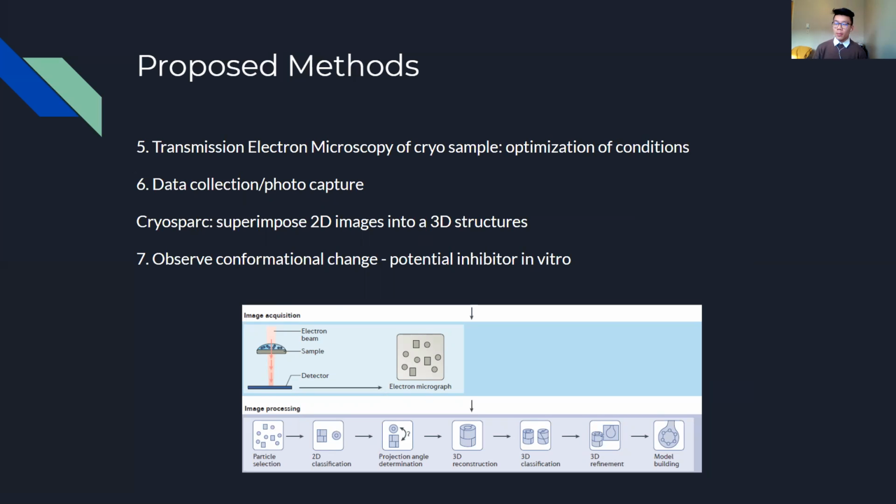Finally, I will try to observe a conformational change and see if the structure of the structural analog, when it binds to the ACE2 receptor and the S1 receptor binding domain, varies compared to the typical conformational change that arises when the S1 receptor binding domain binds to the ACE2 receptor. A difference in conformational change means there is potential for an inhibitor in vitro.